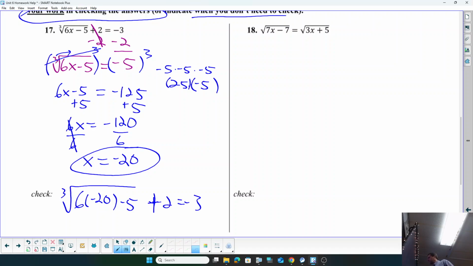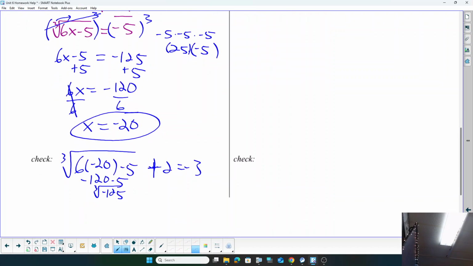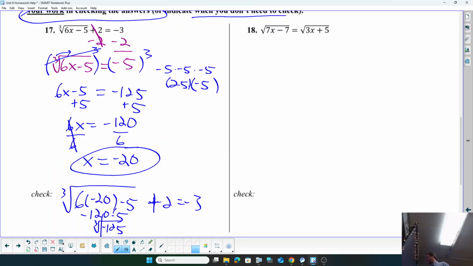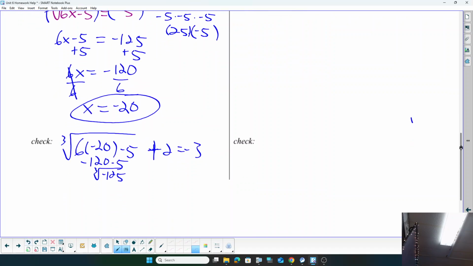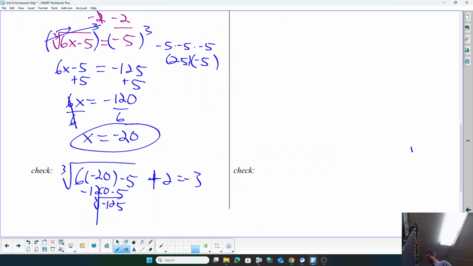Let's see if it works. So 6 times negative 20 is negative 120. Minus the 5 is the cube root of negative 125. And the cube root of negative 125 is just negative 5. And so we got negative 5. Okay, negative 5 plus 2. Does negative 5 plus 2 equal negative 3? You know it does. So it works.